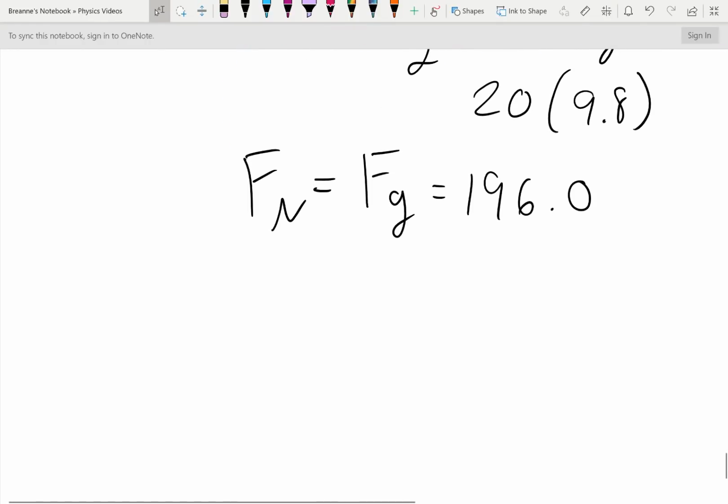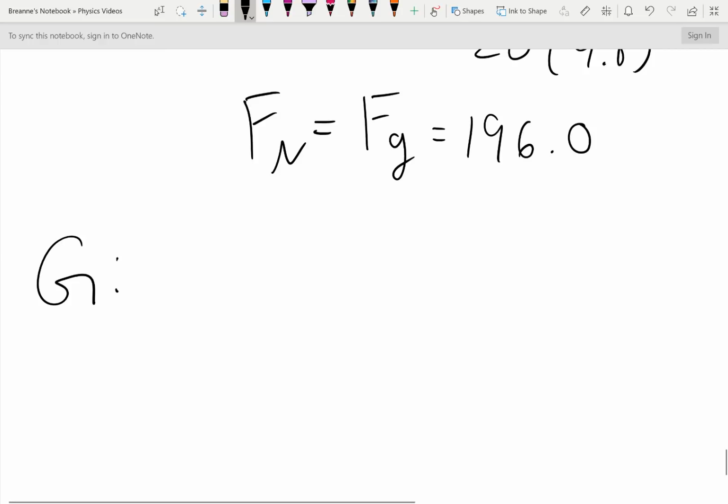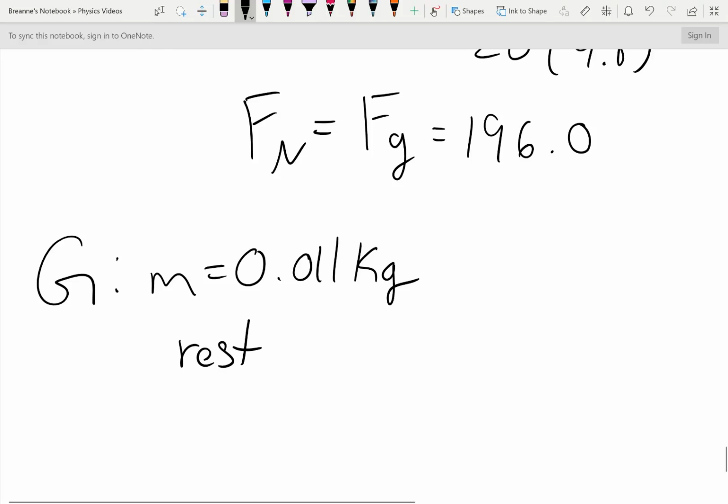So number 12. A 0.011 kilogram racing snail accelerates from rest to 10.8 meters per second in 0.030 meters. What is the net force on the snail during this period? So we're looking for net force. Let's do our givens. We're given mass. Mass is this really small number, because we're dealing with a snail. And it says from rest. Rest is a given also. So from rest, that's telling you your initial velocity is 0.